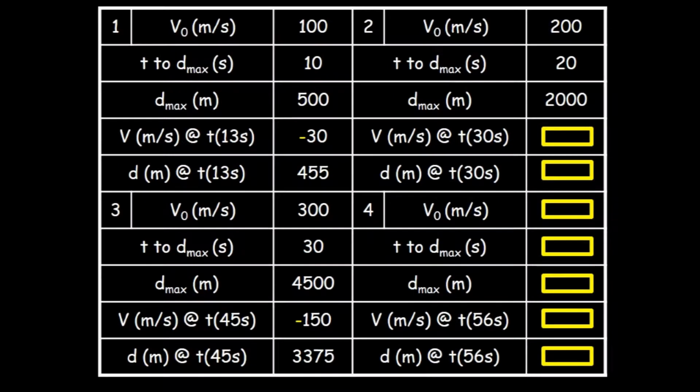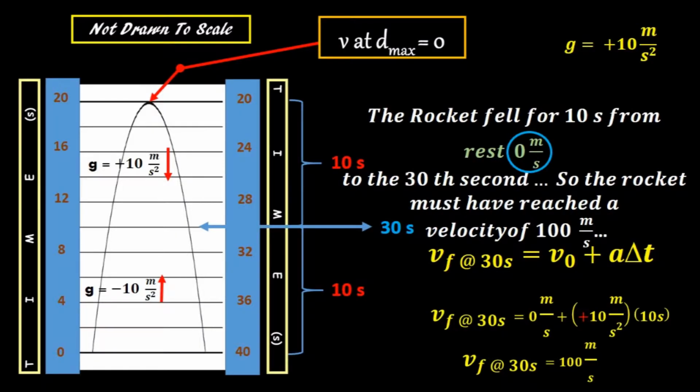All right, so the answer was 2,000. 200 times 20 plus a negative 1/2 g 20 squared would be 2,000. Okay, the next one is going to be the velocity at 30 seconds. So if it's 30 seconds, how long is it falling for at 30 seconds? It would be falling for 10 seconds. Because remember, it's 20 seconds to the top, 20 seconds to the bottom, that's 40. So if it's at 30, that means it's at the 10-second mark.